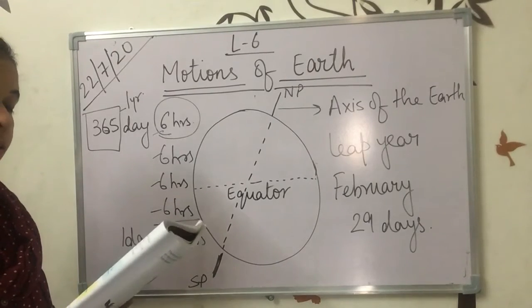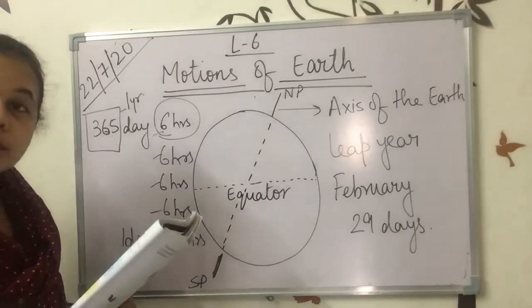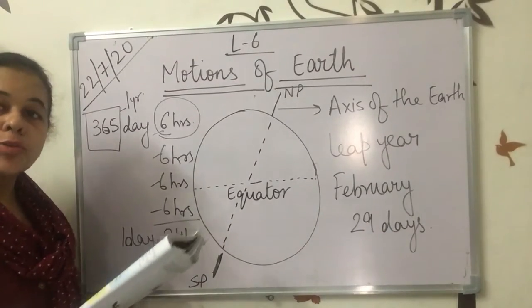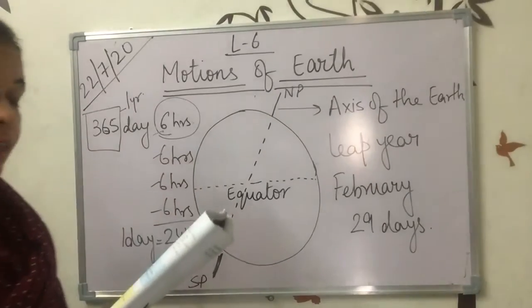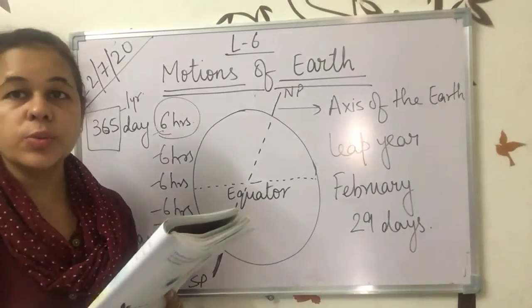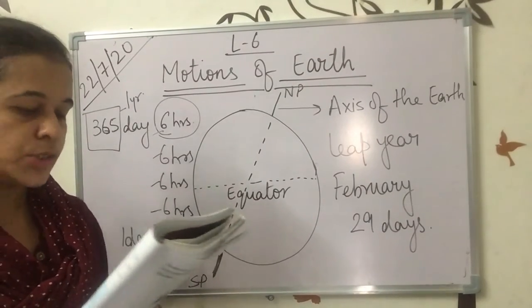Now Factpedia: the earth revolves around the sun at a speed of 30 kilometers per hour. So the speed of the earth revolving around the sun is 30 kilometers per hour. Now figure out will be your homework. You will try to find out the answers, and we will discuss it in the next session.